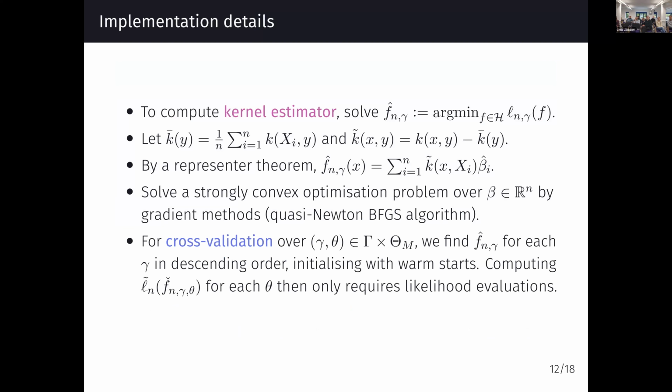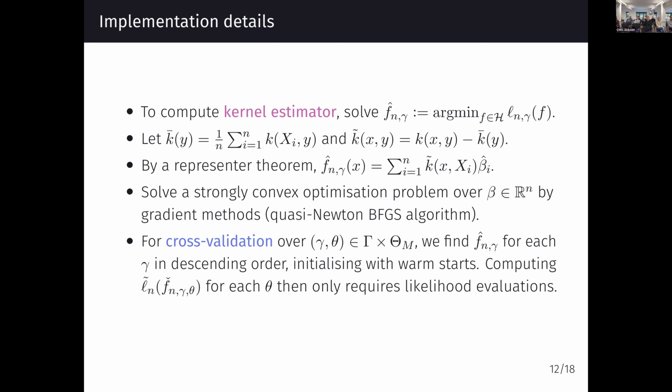To compute that kernel estimator, what we needed to do was solve this minimization problem over a potentially infinite dimensional space of functions, right? This doesn't look good to start with, but luckily there are some tricks. I'm going to write k bar for the average of the kernel evaluated on the data, and k tilde for the centered version of the kernel, so it's k minus k bar. This again works well with that identifiability issue, where I want to make sure that certain things are mean zero.